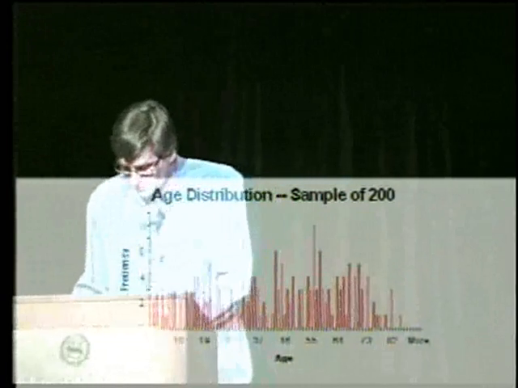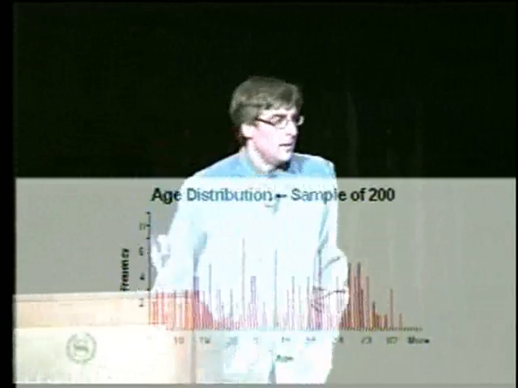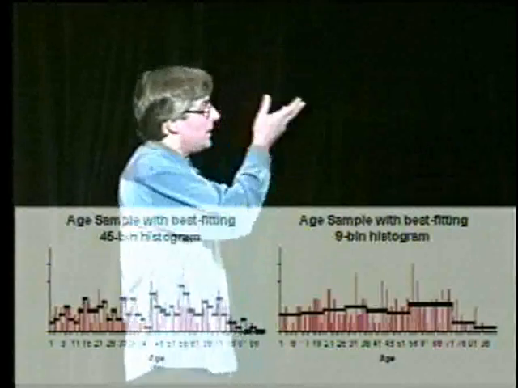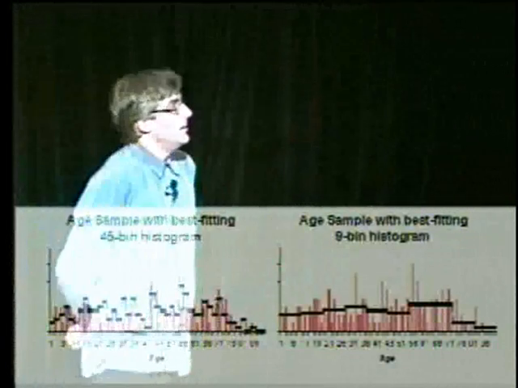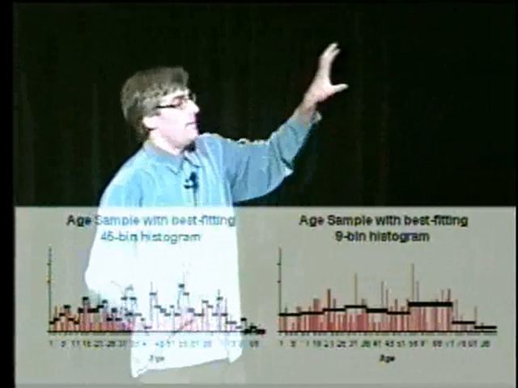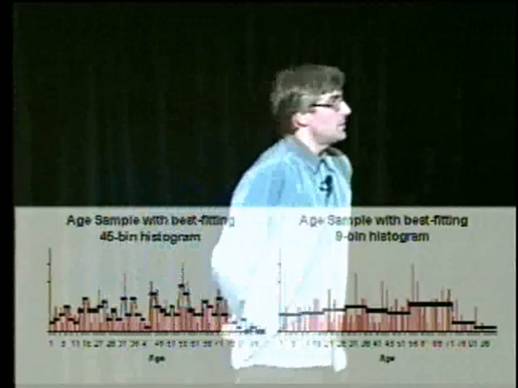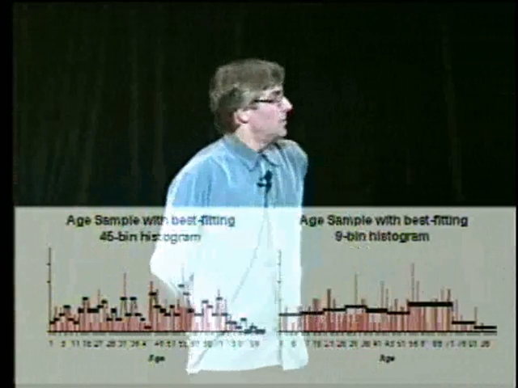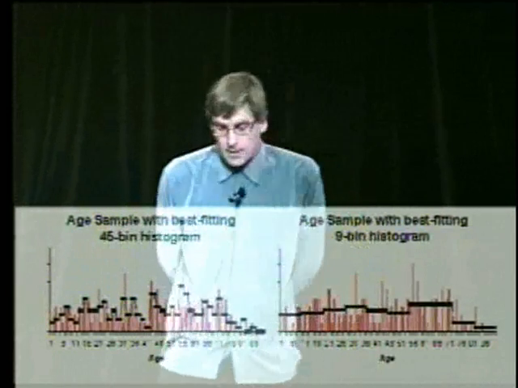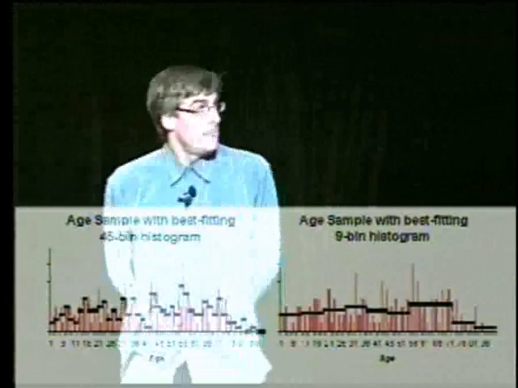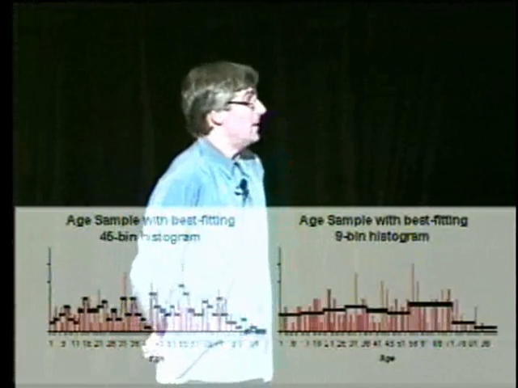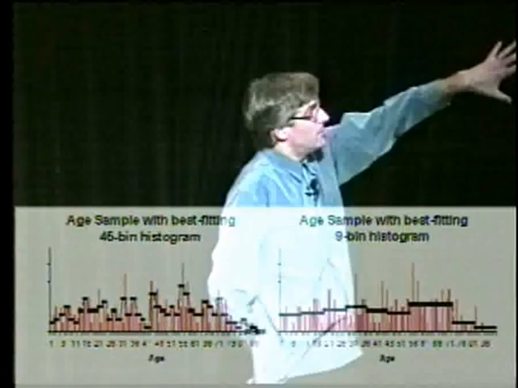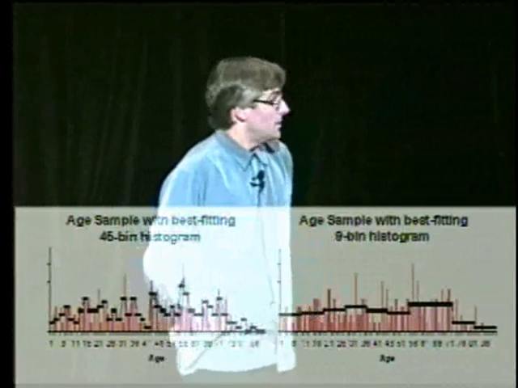And so what we want to do is imagine that we're going to be comparing our two models. And so what do we do when we compare models? Well, we fit them to sample data, and then we see how well they perform. So here we see our 45-bin histogram, that is the best fitting 45-bin histogram to the sample of 200, and also the best fitting 9-bin histogram to the same sample. Now, the variance accounted for by the 45-bin is clearly going to be better. It does a better job of tracking the peaks and valleys in our sample.